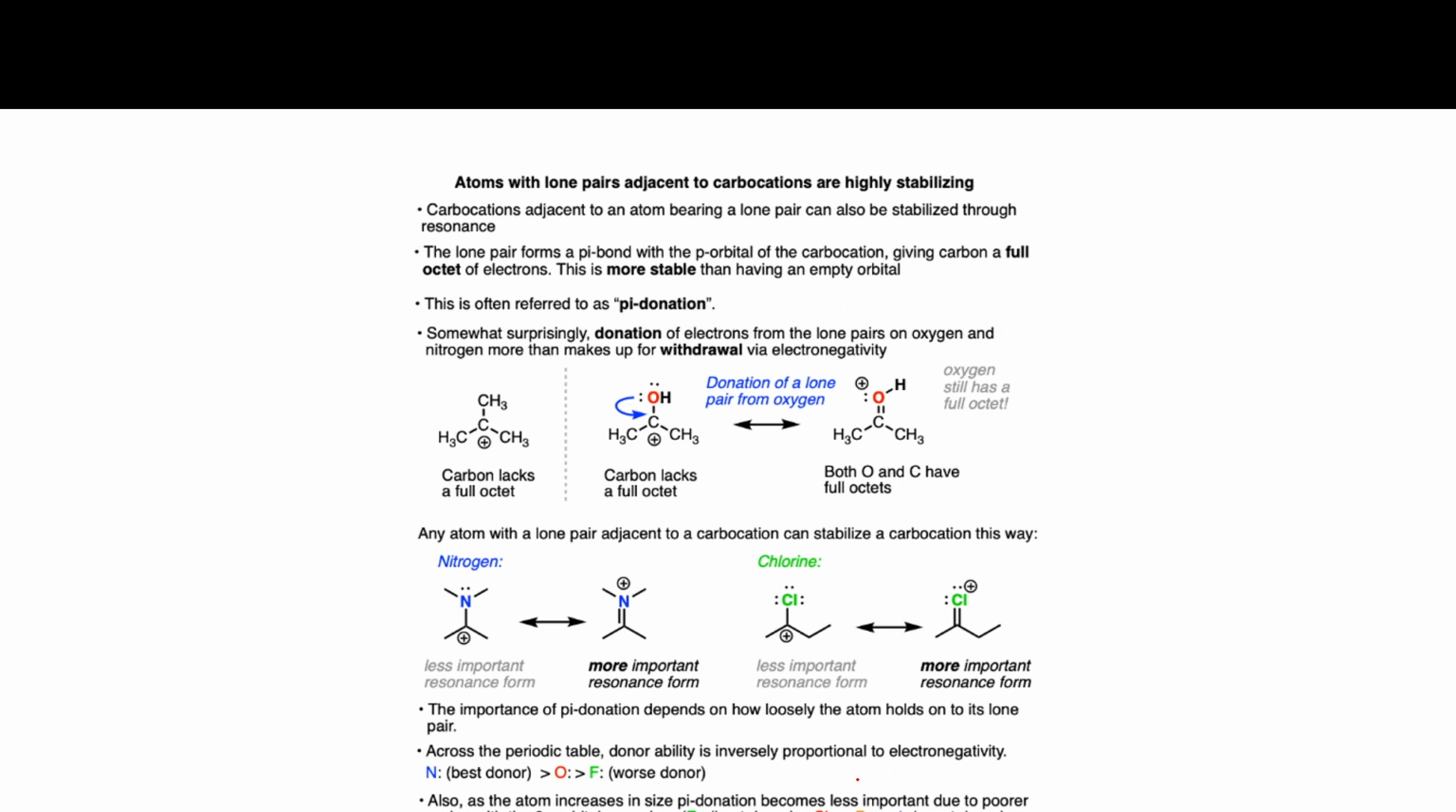Then the atoms with a lone pair on the carbon atom adjacent to the carbocation are highly stabilizing, like OH, which has a lone pair adjacent to the carbocation, so those electrons can be donated here, which stabilizes your carbocation. In this case the oxygen still has an octet, because it has two protons, 2 to 4, and you have the 4 protons here.